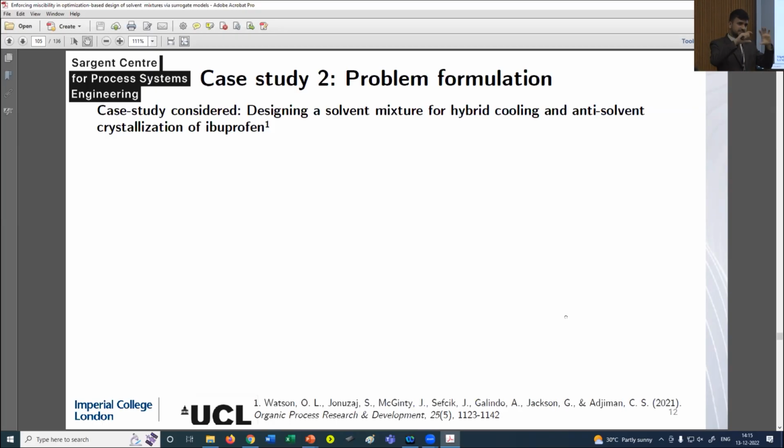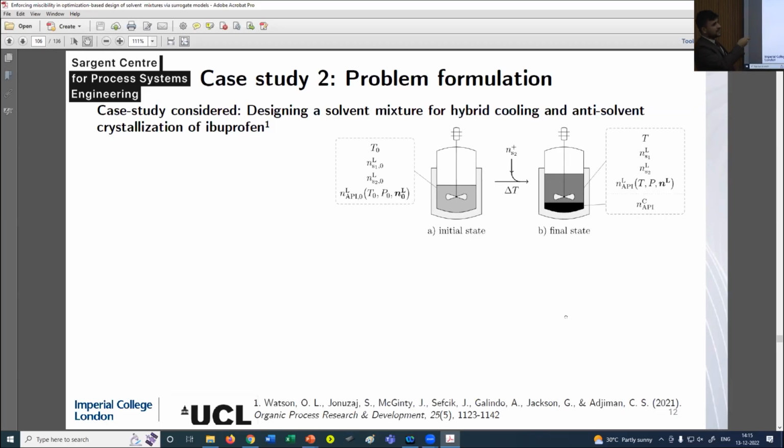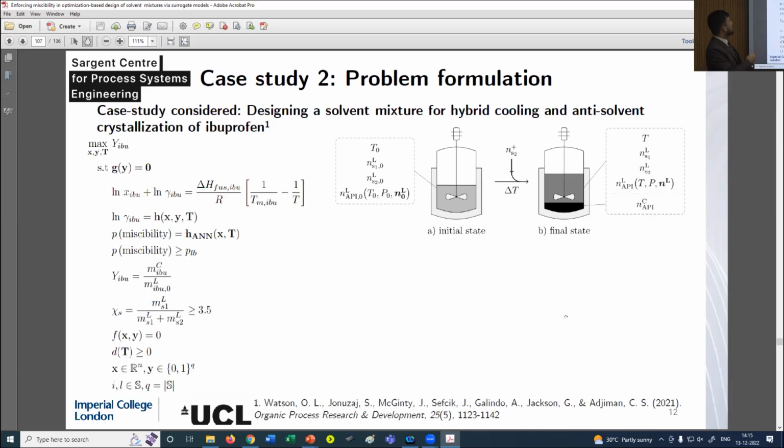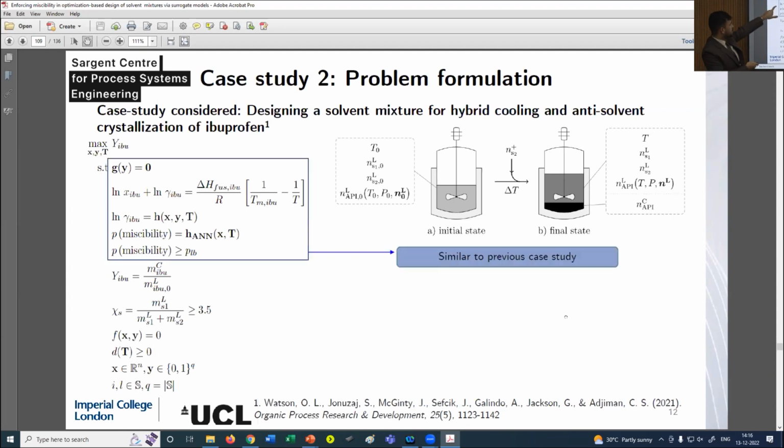So we consider the crystallization process. Again, Professor Gani spoke a lot about this, so I'm going to quickly skip through. But I would like to explain the mathematical formulation. So this bit is similar to the previous case study. One major difference being here temperature is also a decision variable.